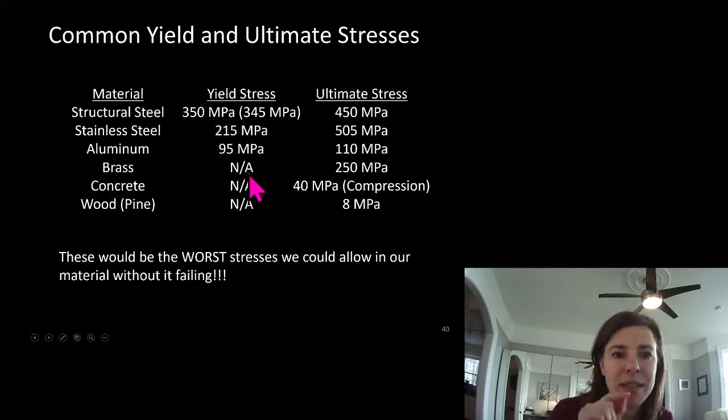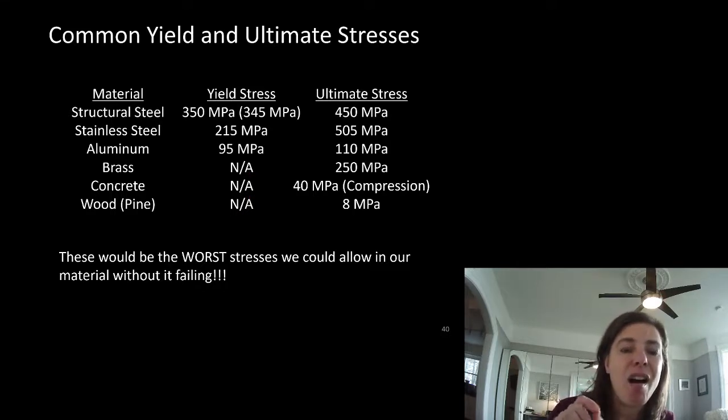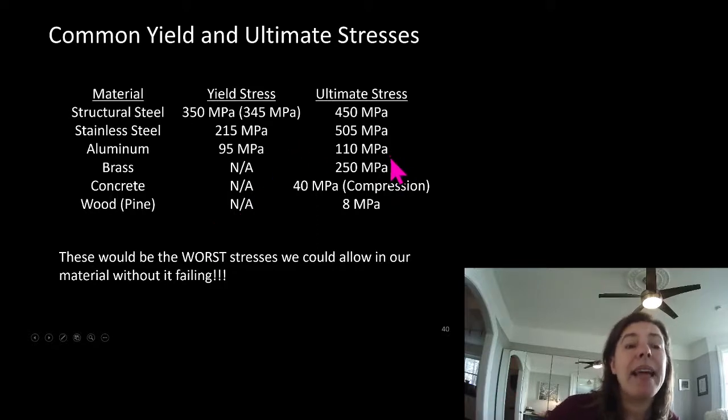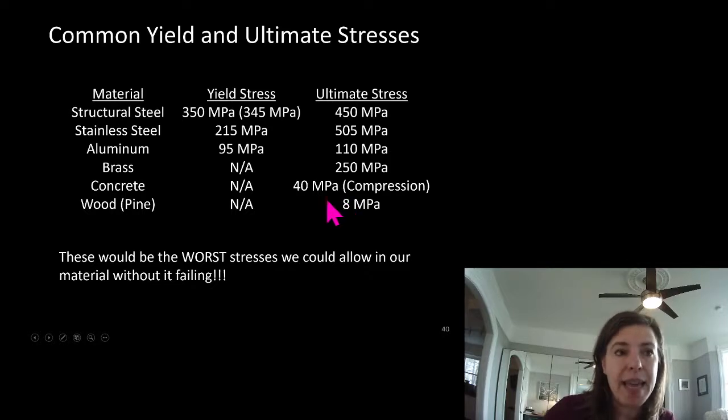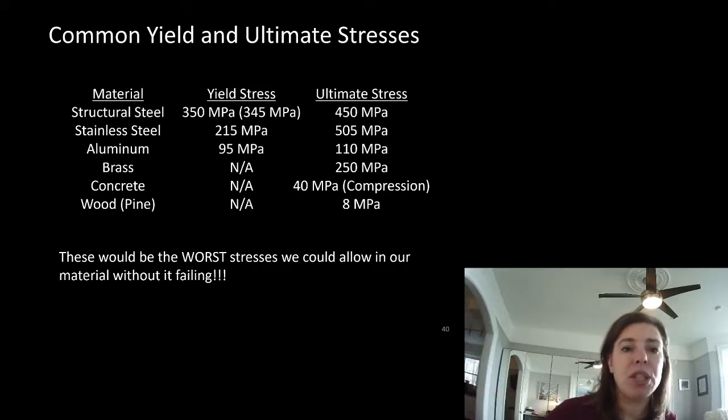What does that mean to you? That means that they are brittle materials. There is no point at which they will yield. They hit the end of their stress-strain curve linear portion, and they fail. They do not have any yielding. There is no plastic zone. There is no ductility. When they hit the end of that flat slope of the stress-strain curve, or that linear relationship, they will fail.